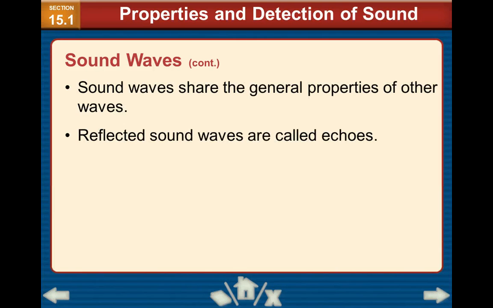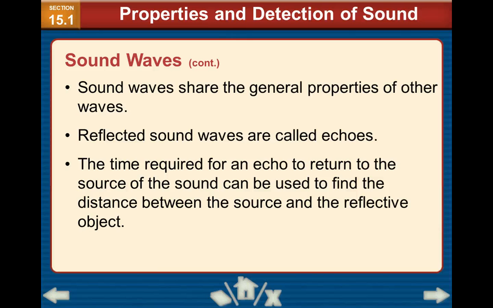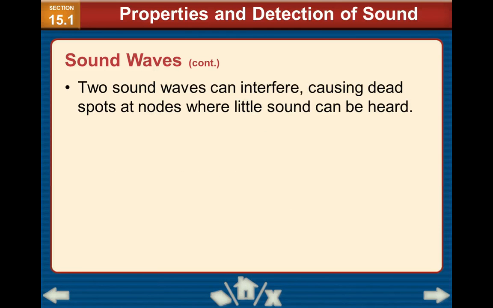They have properties with other waves. One of the things is they can be reflected. We call these things echoes. It requires time for the echo to return to the sound. We can use this distance between the source and the reflected object to do a number of things.